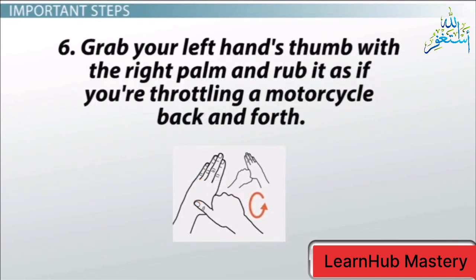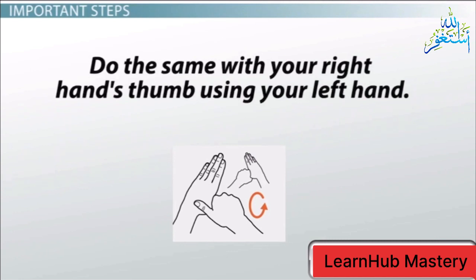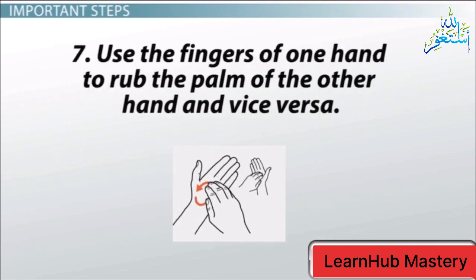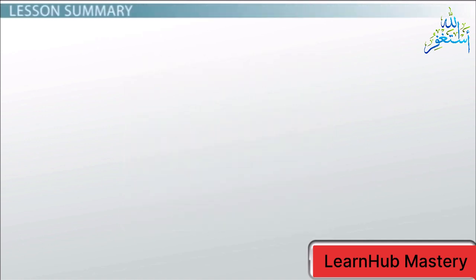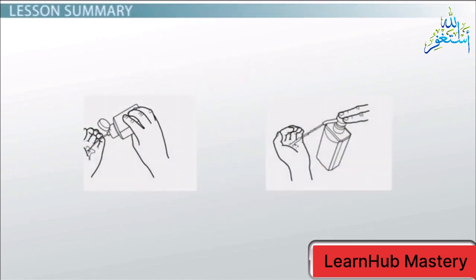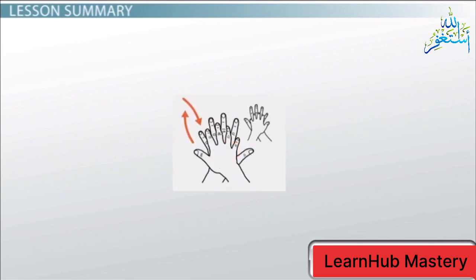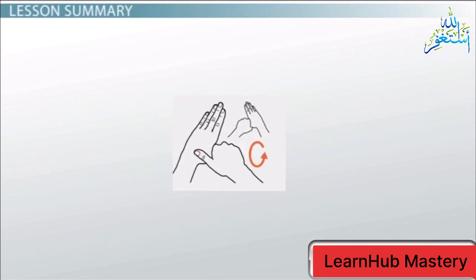Grab your left hand's thumb with the right palm and rub it as if you're throttling a motorcycle back and forth. Do the same with your right hand's thumb using your left hand. Step 7. Use the fingers of one hand to rub the palm of the other hand and vice versa. Let your hands dry a little and you're done. Although that seems like a lot of steps, it's the best way to ensure that you kill as many microbes as possible using a hand sanitizer.